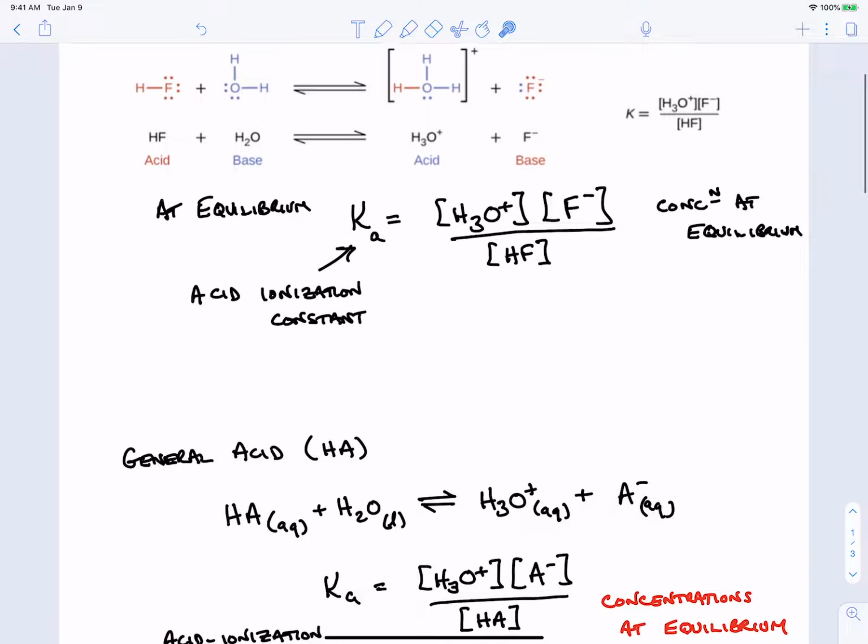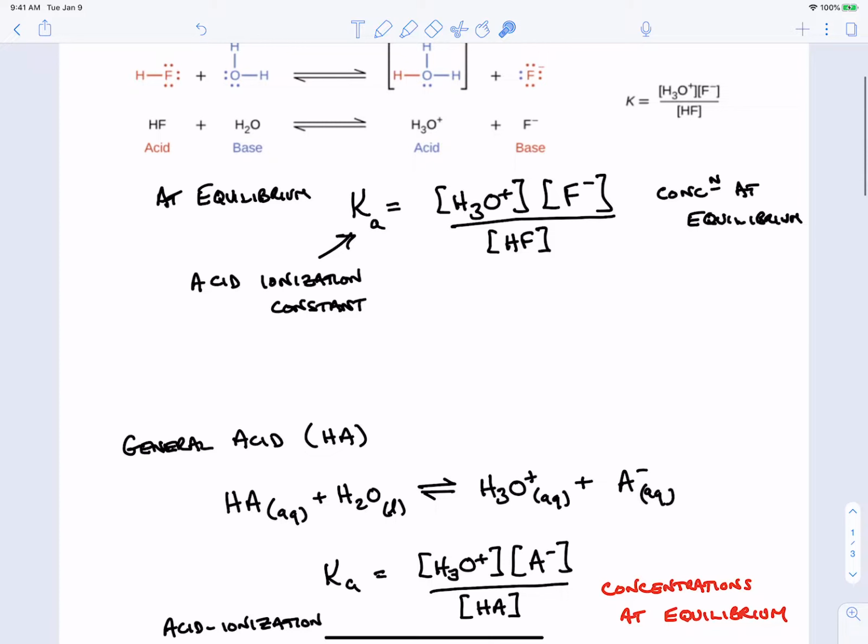And so if we were to look at a general acid here, so a general acid HA, it's going to react with water. This is going to donate a proton to H2O to produce the hydronium ion, and this A minus. So in this particular case, when we talked about HF, this A was represented by F. So if we talked about HCl, this would be the chloride ion. If we talked about HBr, this would be the bromide ion.